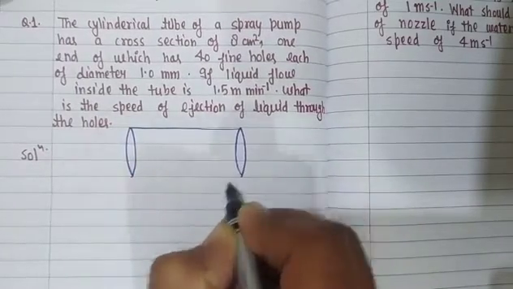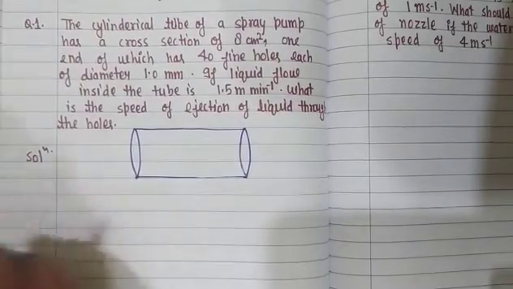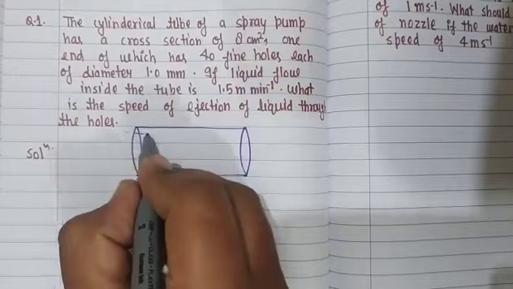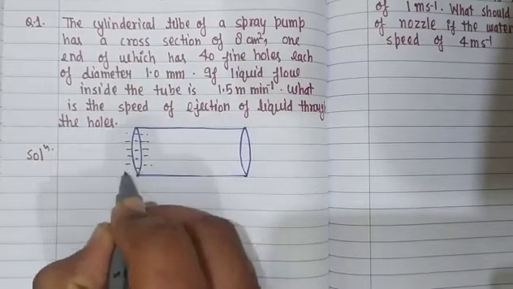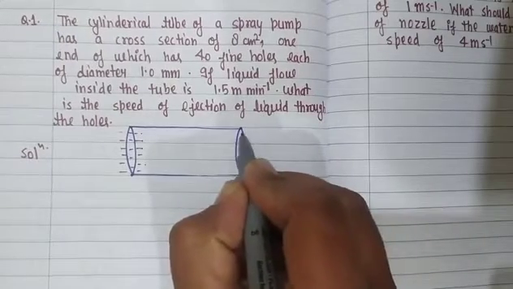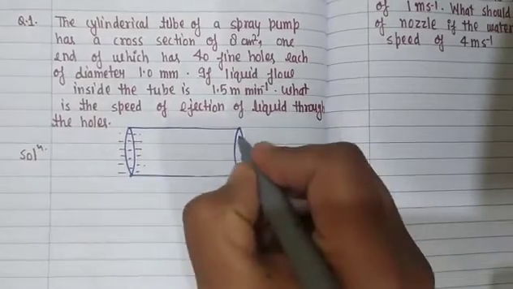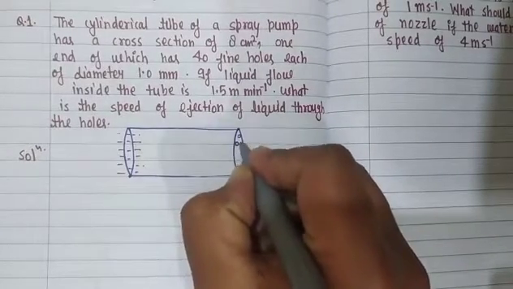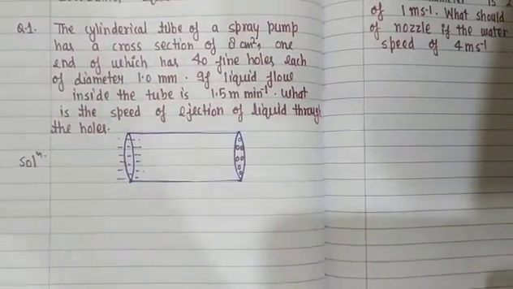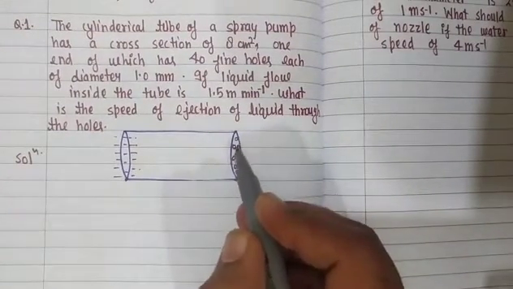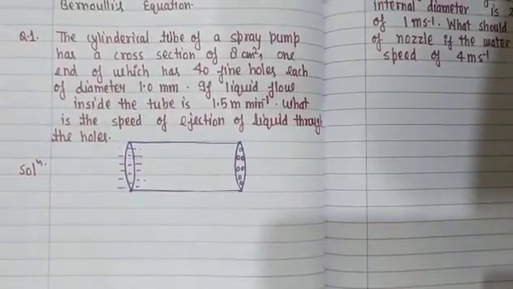and these are the two ends mentioned in the question. According to the question, the liquid is getting inside from this end and is coming out from this end from 40 fine holes. Here we have 40 fine holes, each of diameter 1 mm. For outflow, we will take area of fine holes. So here, according to the question, what is the data?